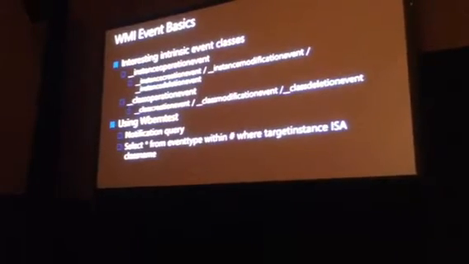So if I go in and I type select star from, it's two underscores, instance modification event, within 5, where target instance is a SMS package, because that's the class I'm going to monitor for now. I can apply, and it just sits there, just like my temporary event consumer would sit there waiting for events. It's doing the same thing. Operation in progress, waiting for events.